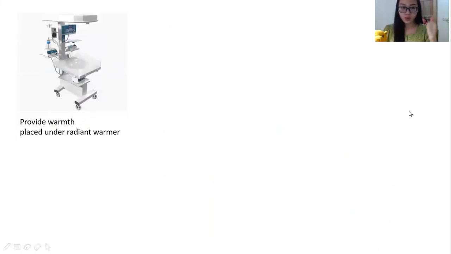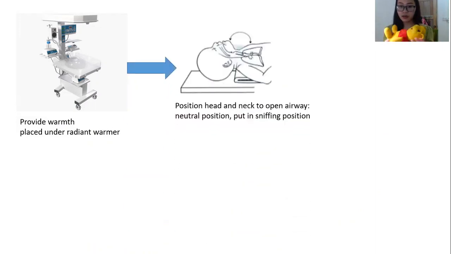First, in the steps of resuscitation, we put the baby under the radiant warmer to keep the baby warm. Secondly, we put the baby in a sniffing position, applying slight neck extension, in a neutral position. Please bear in mind that we have to avoid hyperextension or flexion of the neck because this can obstruct the airway.